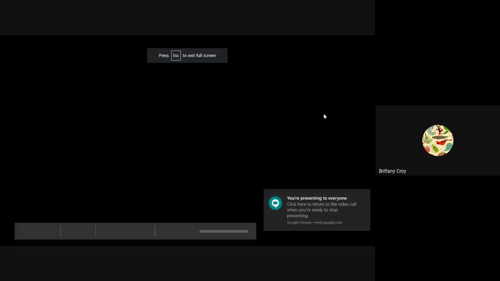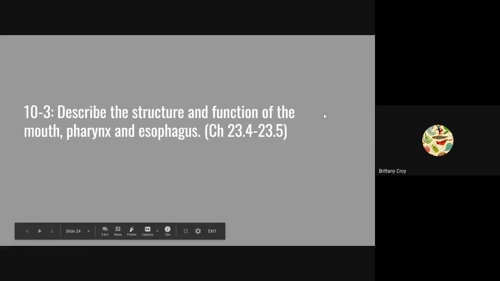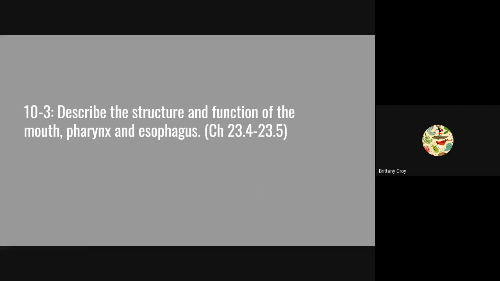Hi, today we're going to talk about Objective 10.3. Describe the structure and function of the mouth, pharynx, and esophagus.